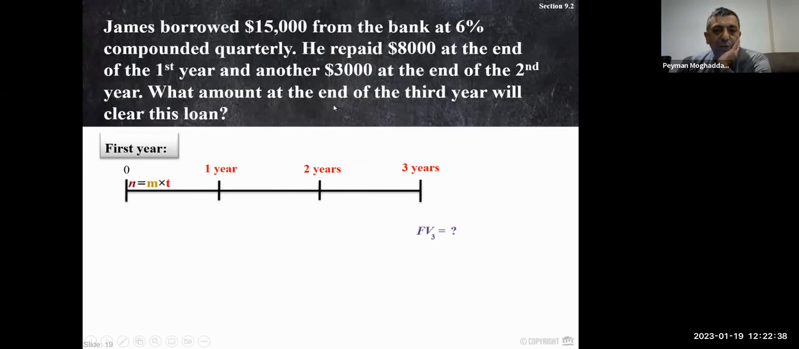This is a little bit complicated, but not too complicated. We have 6% compounded quarterly. First of all, we have to find how much the future value of this loan is after the first year. From that future value we deduct $8,000. That's going to be the principal value from the first year to the second year. Then for the second year future value, we deduct the $3,000, and again it's going to be the principal value from the second year to the third year. That's how we calculate this.